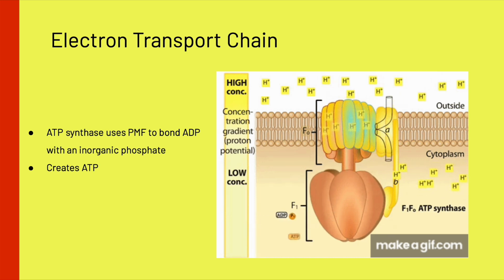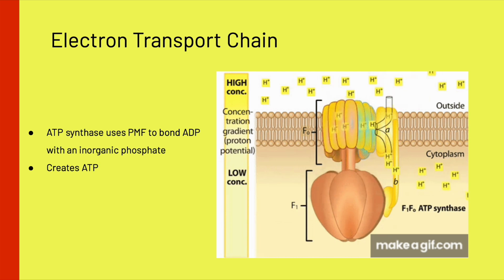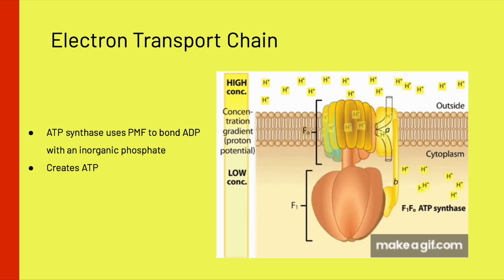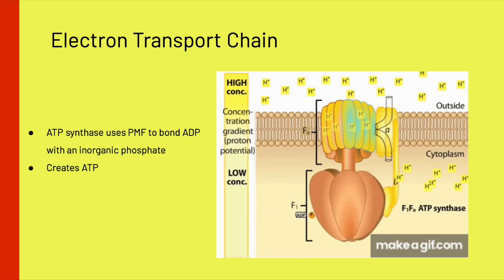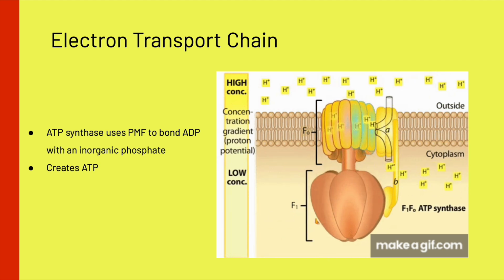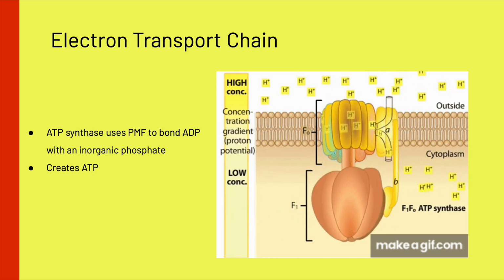As it allows the protons to flow back, it uses PMF to bind an inorganic phosphate with an adenosine diphosphate, creating adenosine triphosphate. ATP will then be used for energy used in various cellular functions and activities. The production of these precious 32 ATPs is what keeps cells working and organisms alive.